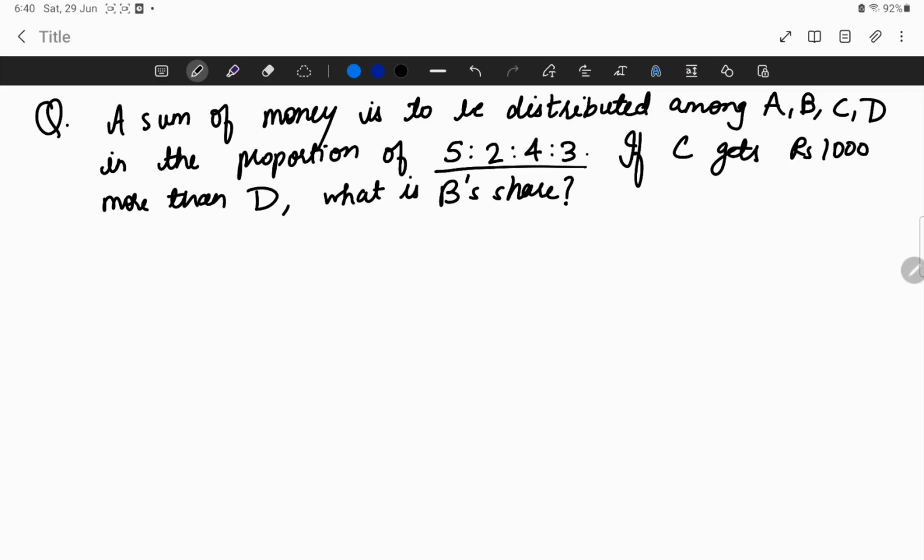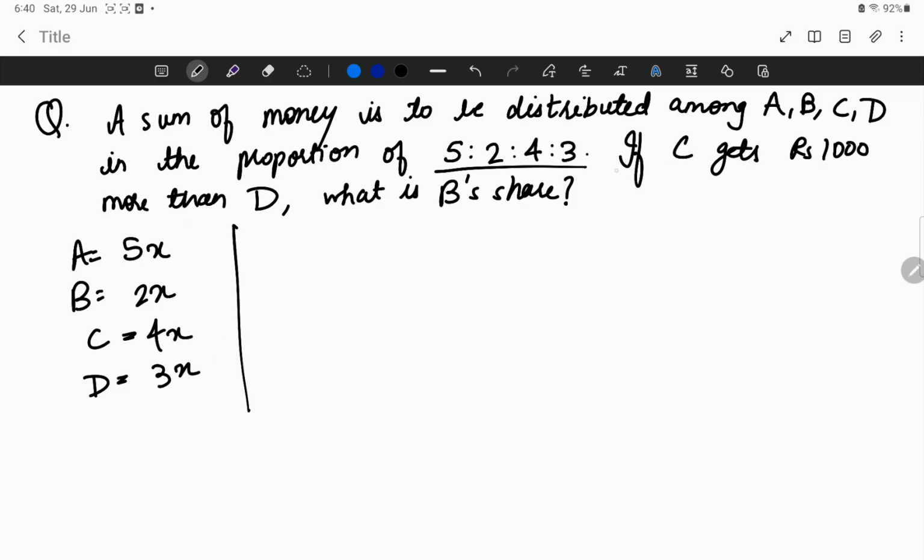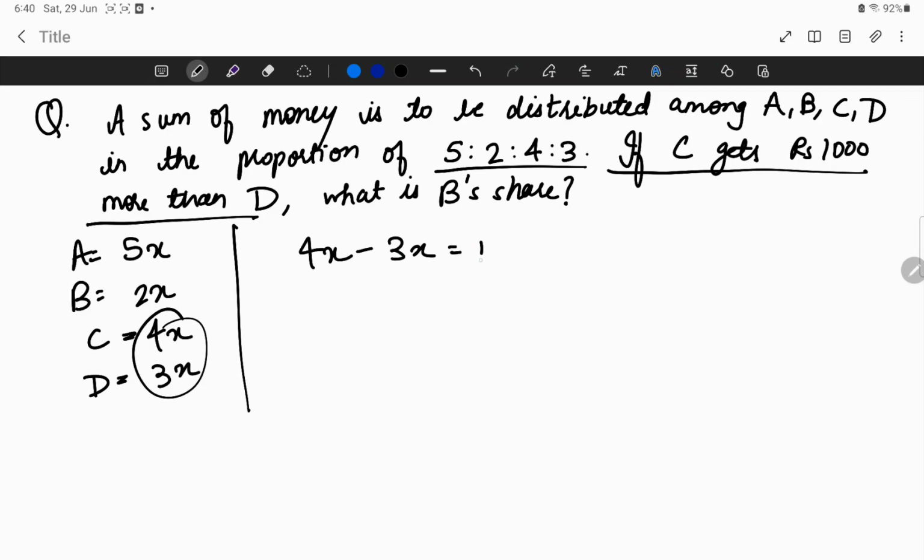So these proportions can actually be written as 5x. So A gets 5x, B gets 2x, C gets 4x and D gets 3x. This is the amount of money that everybody gets. Now you know that C gets rupees 1000 more than D. So the difference between C and D's money will be 1000 rupees. So your x is now 1000.